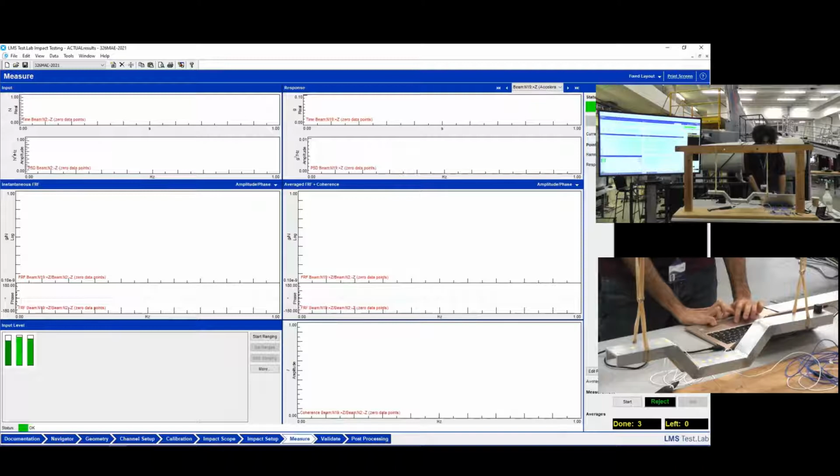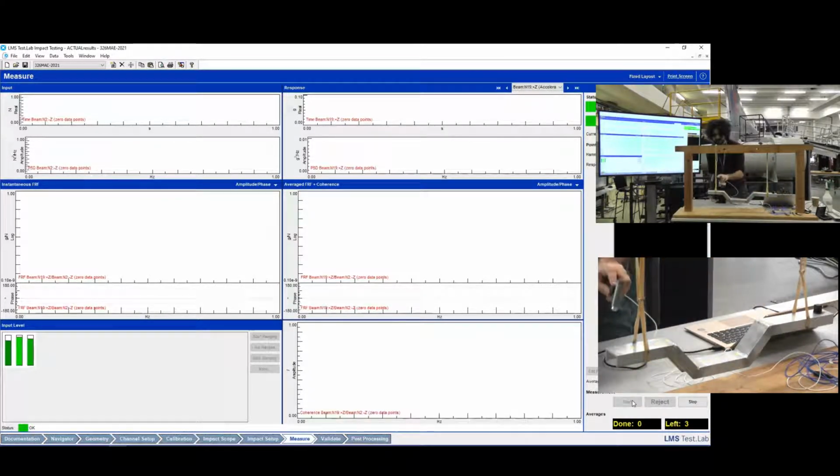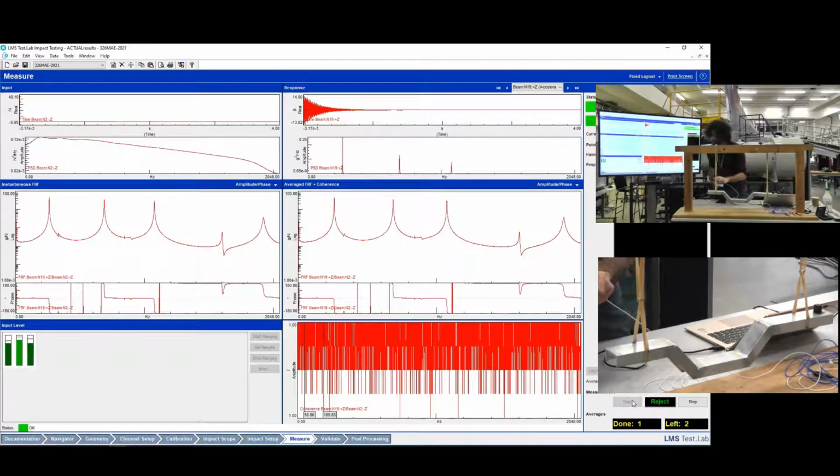So let's do number 2. So I will be striking point 2 now 3 times. Okay. Now, as you can notice, the coherence looks horrible. It looks horrible right now because the coherence is based on averages. Now, of course, this is one strike. You can't have an average of one strike, so the coherence looks horrible. As soon as we have the second strike, the coherence will start making sense.